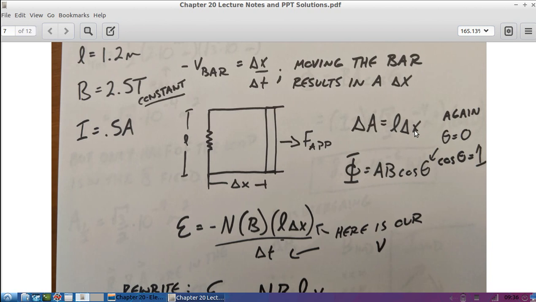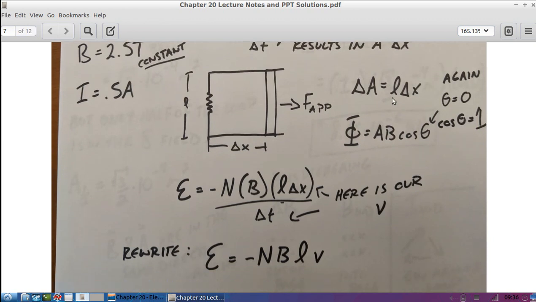Again, the area vector and the magnetic field vector are parallel to one another. The magnetic field is going into the page, and the area vector is perpendicular to this surface. So again, theta is 0, so cosine theta is 1. I don't have to worry about this term.